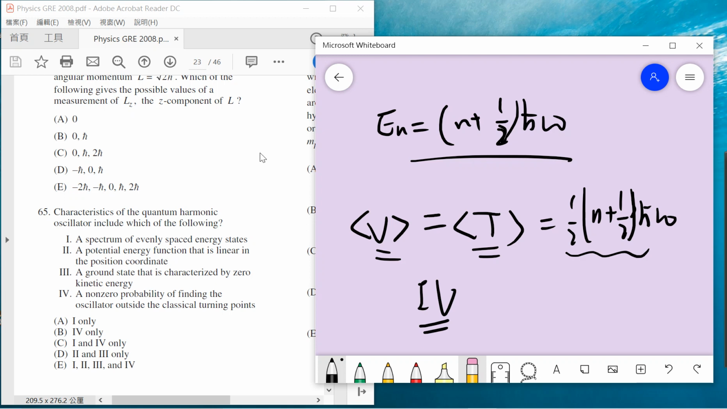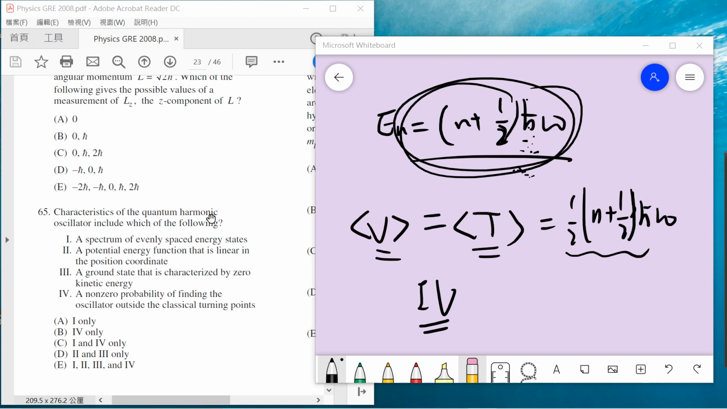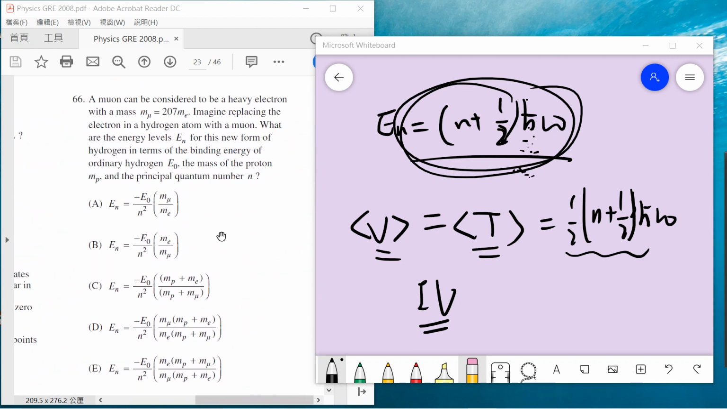Basically, this formula is the most important in GRE. Maybe every time, I have seen this question in a different kind of form.